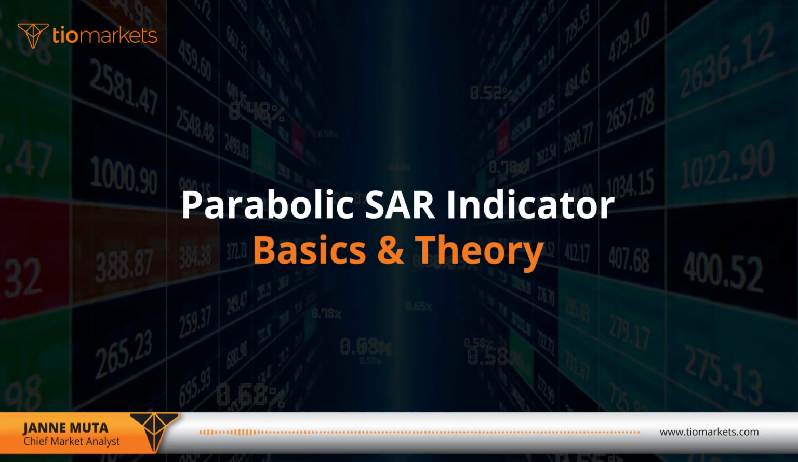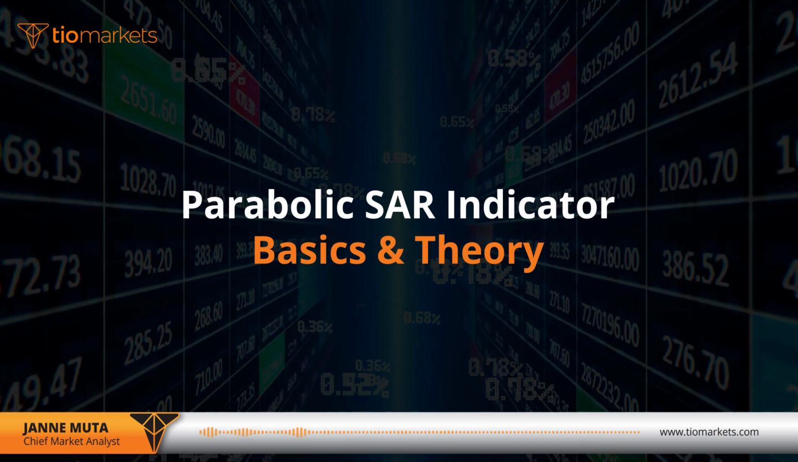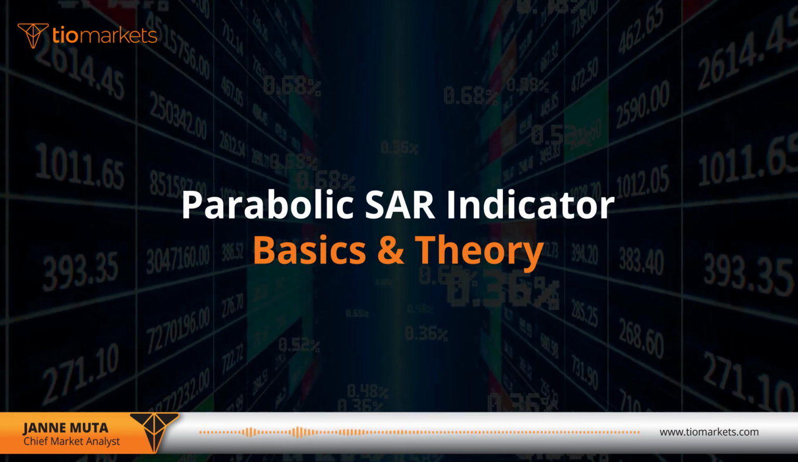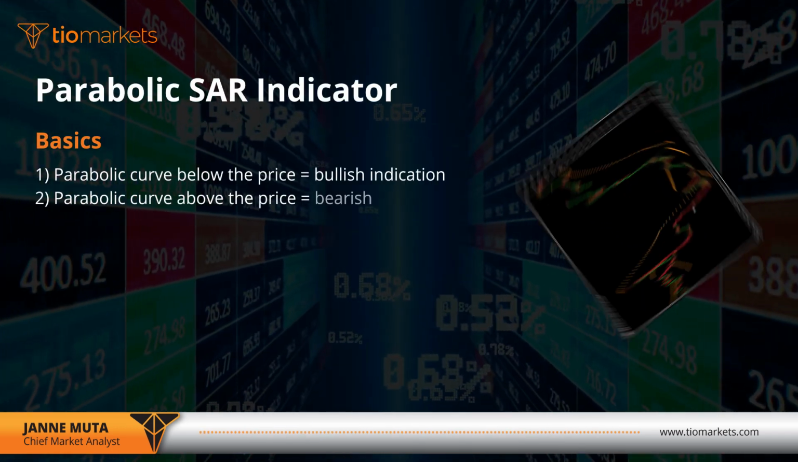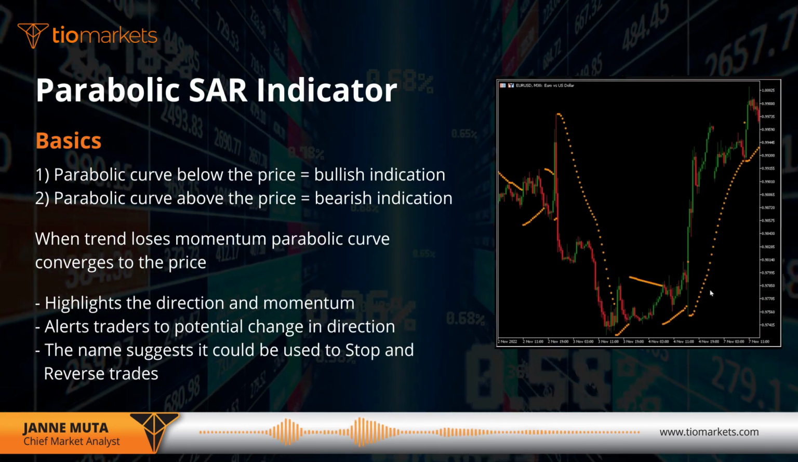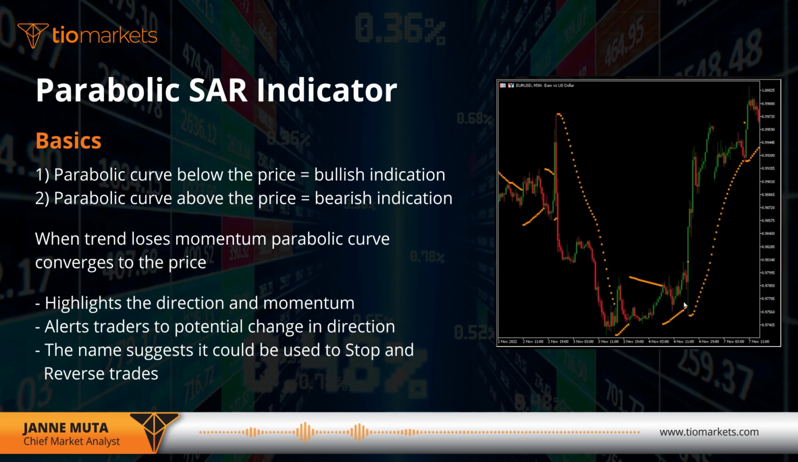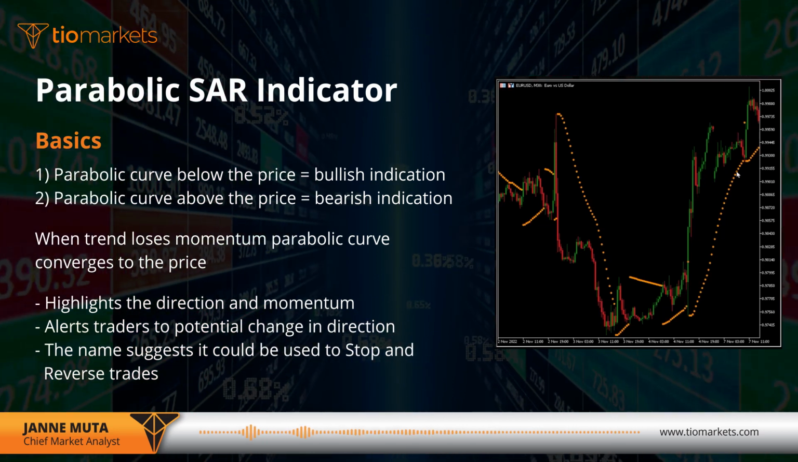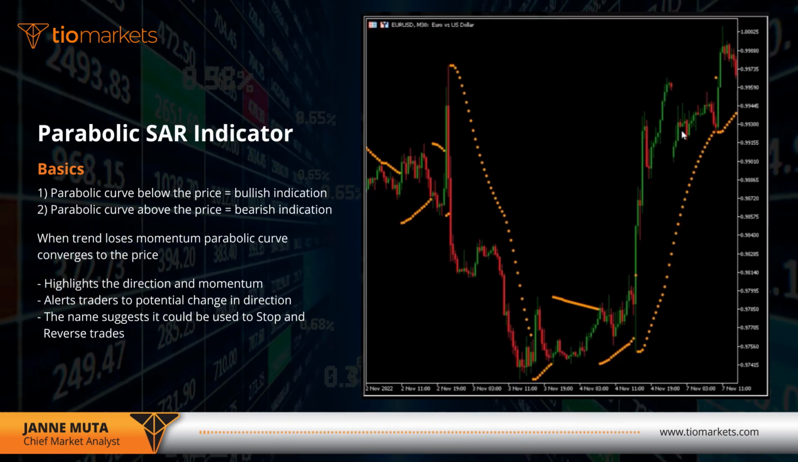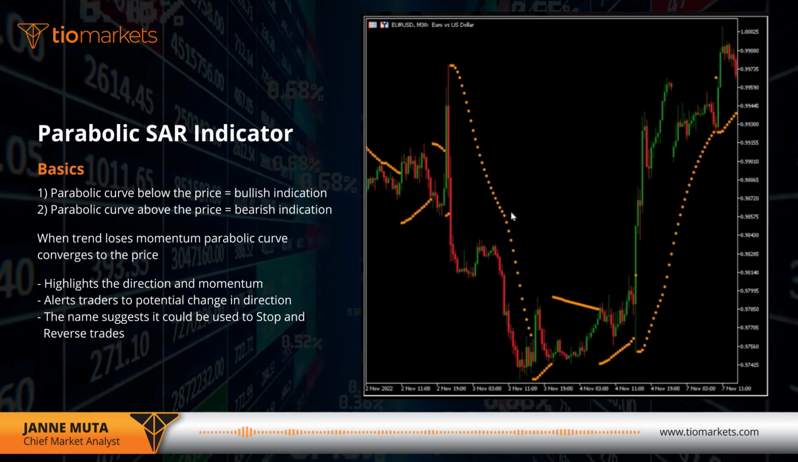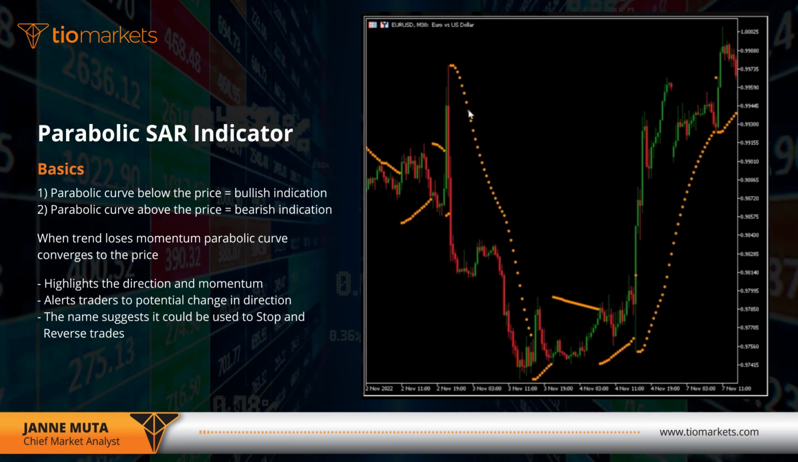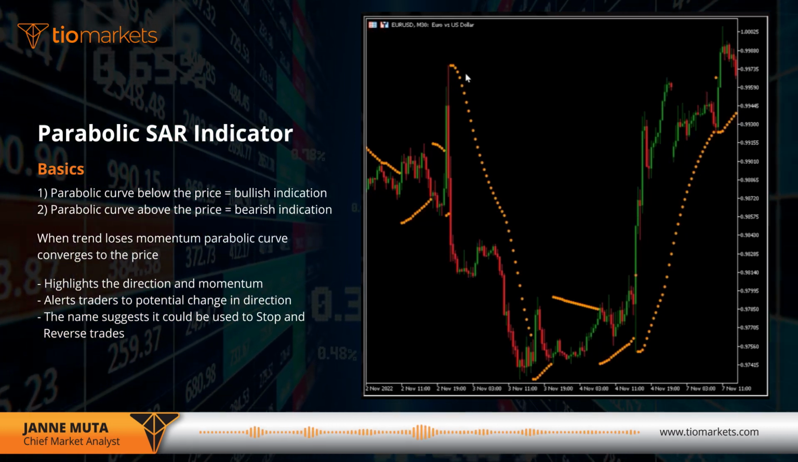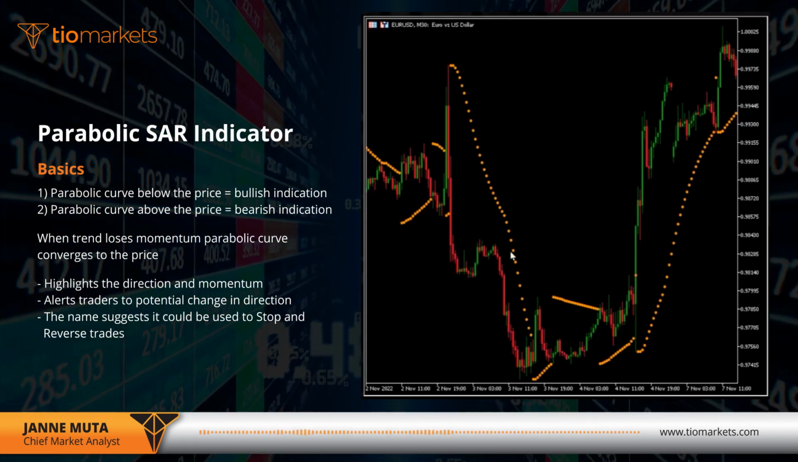Okay, let's talk about the basics and theory first, and then I'm going to show you how you might want to consider using this indicator in your own trading and analysis. First of all, the indicator is pointing to rising prices when we have the dots below the price. And then when the market is moving lower, the indicator is placing the dots above the price. We also call this a parabolic curve.